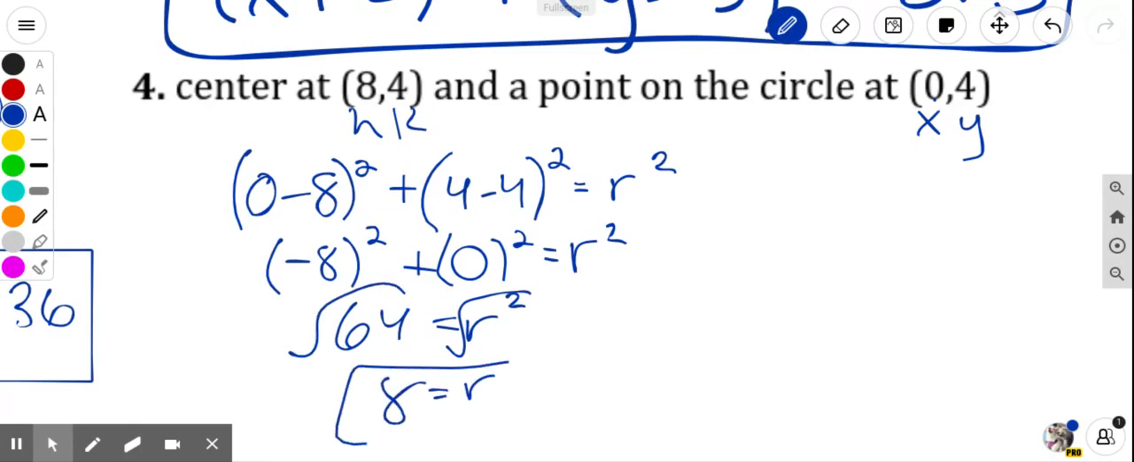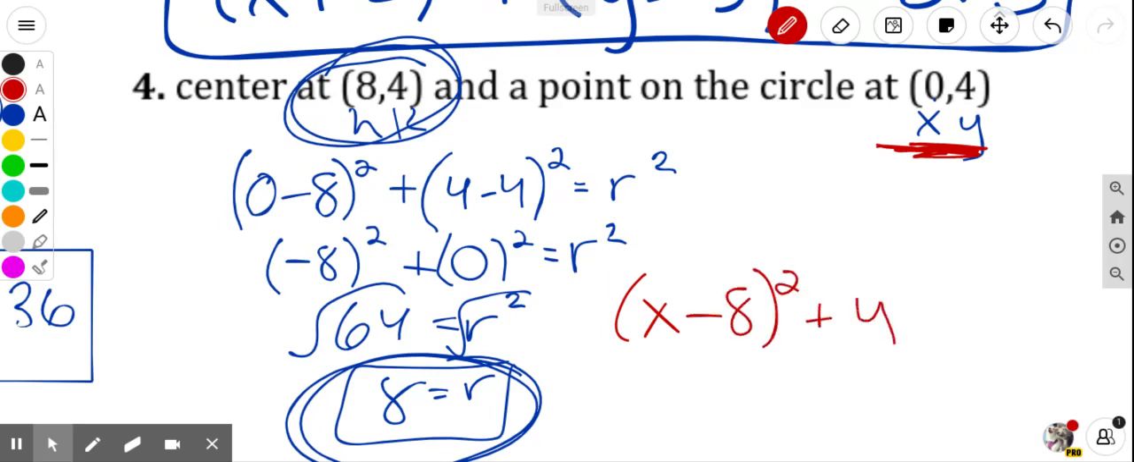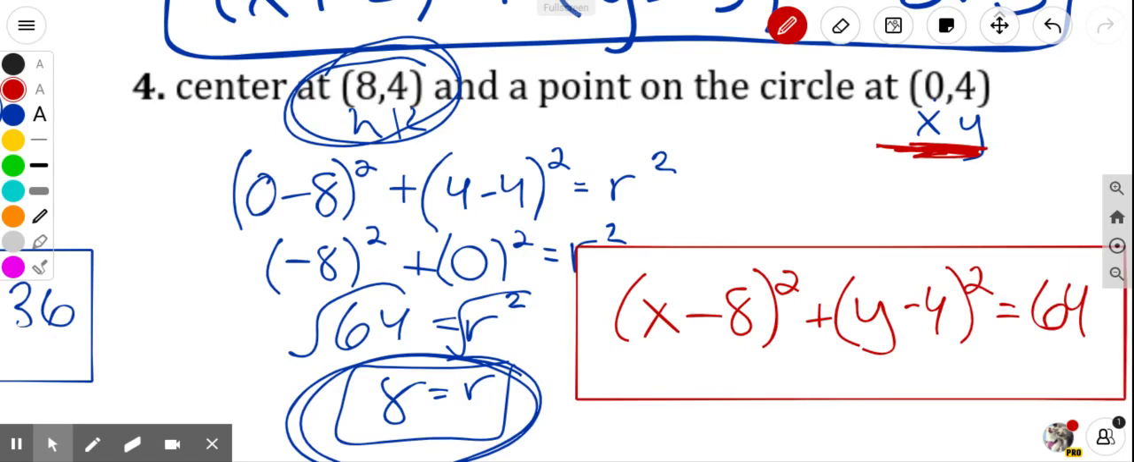So r is 8. So now I'm going to take the center and the radius, and we're going to plug it into the standard form. So it's going to be x. Now, we don't want to put 0 and 4 in. That was just there to help us find r. Now, the actual equation, you need an x and a y in it. So it's going to be x minus 8 squared plus y minus 4 squared equals r squared, which is 64. And so then that would be your answer. So that's how you do it if you're given a center and a point on the circle. There are a few of those on your practice.